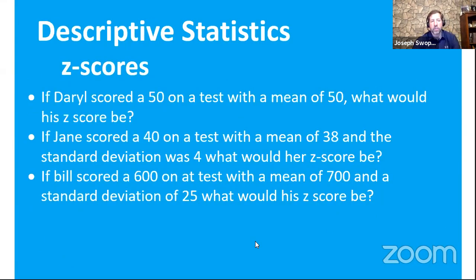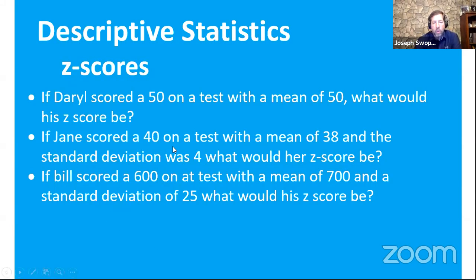Okay, let's practice this a little bit. If Daryl scored a 50 on a test with a mean of 50, what would his z-score be? Okay, and I think hopefully you would get a z-score of 0, because there's no difference, right? No difference from the mean. His score is not spread out, it's not dispersed.